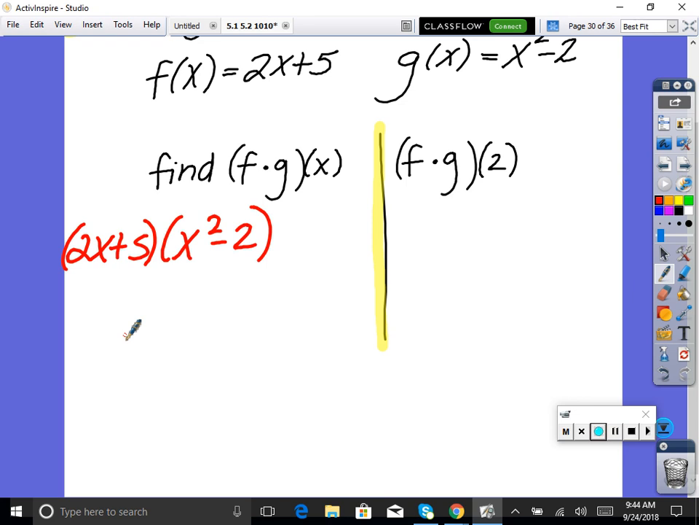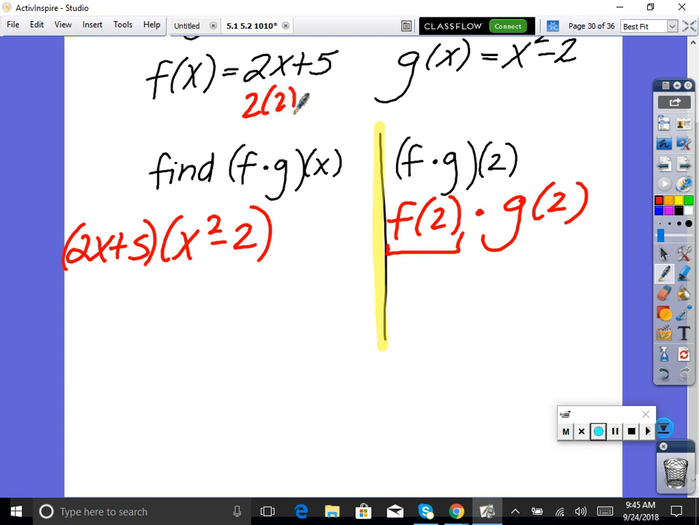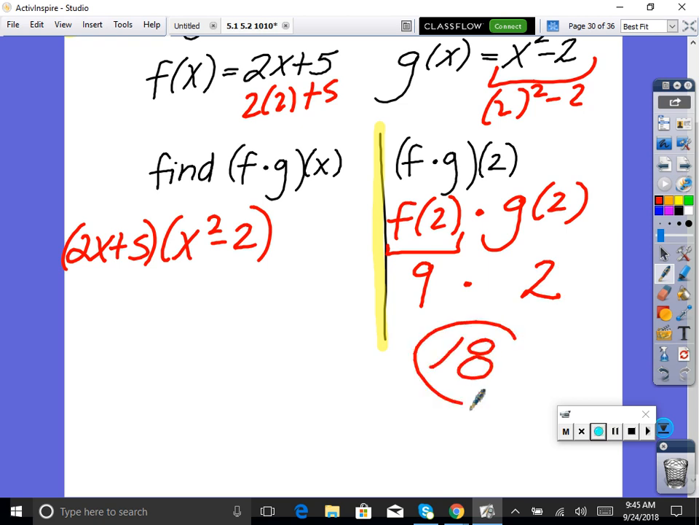F times g of 2. I could multiply it out, combine like terms, and then plug in 2. Or the easier way is to say, I'm going to do f of 2 times g of 2. So f of 2, that means plug in 2. 2 times 2 plus 5. 4 plus 5 is 9, times g of 2. So that would be 2 squared minus 2. 4 minus 2, 2. 9 times 2 is? You're fine. Have you seen me do something like that 10 times a year, so it's fine.